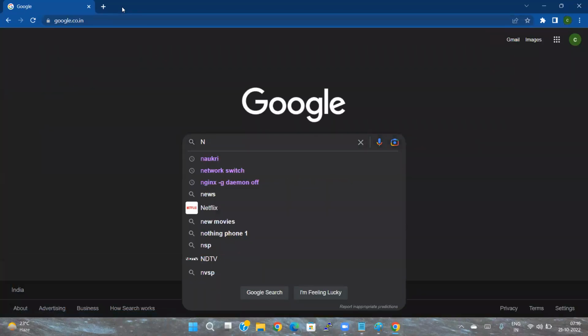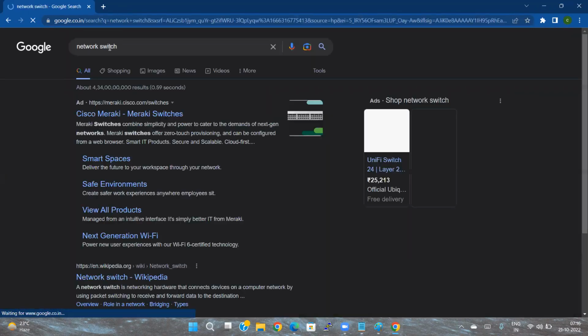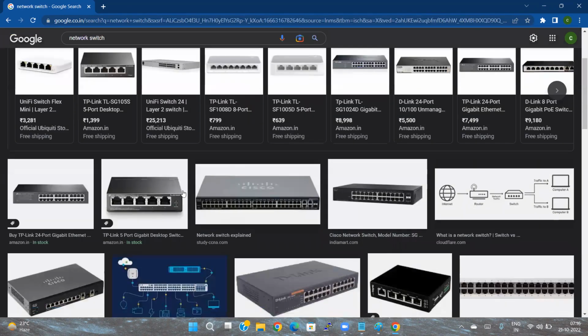So the switch that you are using, networking switches are not equivalent to your electrical switches. Those are different and these are different. Let me show you. This is how your electrical switches will be looking like.